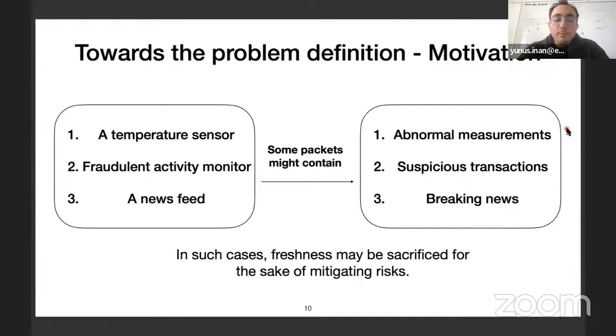So we have some motivation for the problem. For instance, some packets the sender holds contain measurements from a temperature sensor, and some may contain abnormal measurements or spikes in the temperature. So instead of sending the most recent measurement, the sender may opt to send a measurement from the past which is important. The second example could be a fraudulent activity monitor: instead of sending the freshest, most recent transaction between accounts, it may choose to send more suspicious transactions from the past. And the last example could be a news feed where the sender might want to send breaking news, not the most recent one. So in such cases, freshness, the age, can be sacrificed for the sake of mitigating risks or acquiring important information.